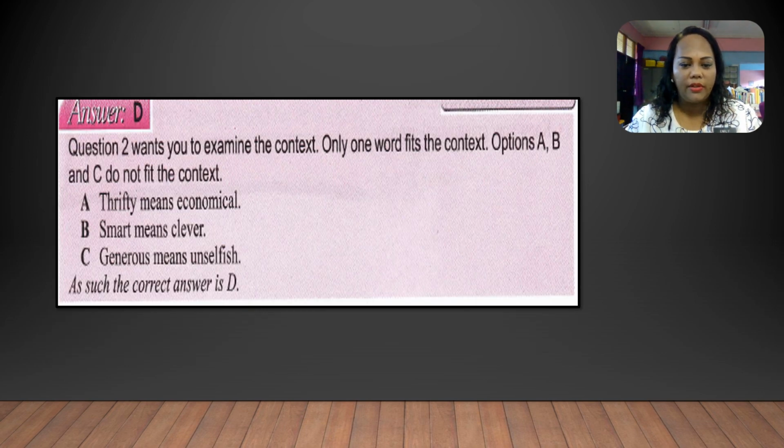Question 2 wants you to examine the context. Only one word fits the context. Now options A, B, and C do not fit the context. Thrifty means economical. Smart means clever. Generous means unselfish. So the correct answer is D, which is responsible.